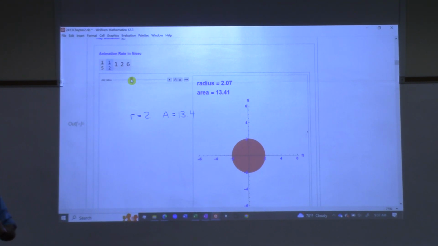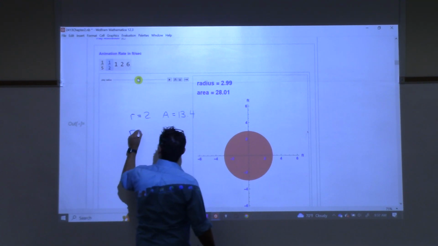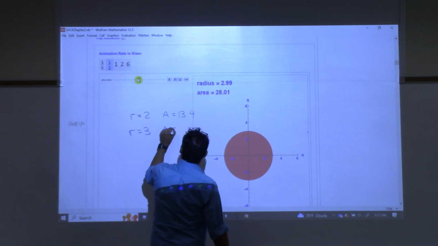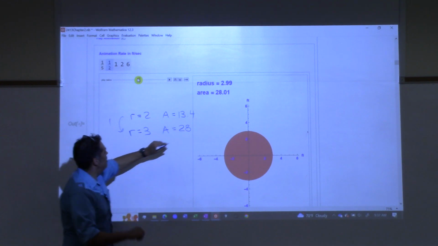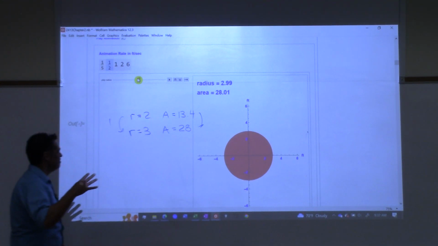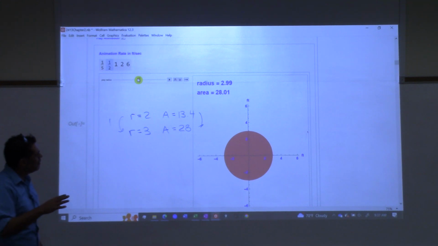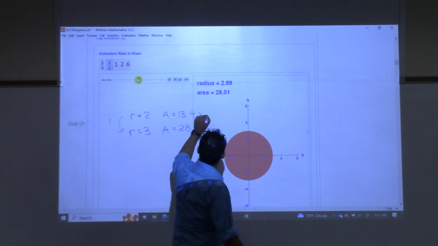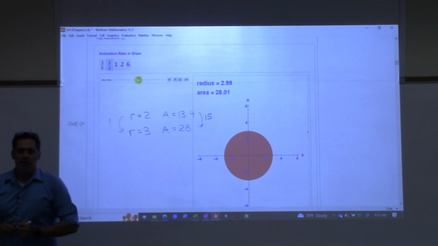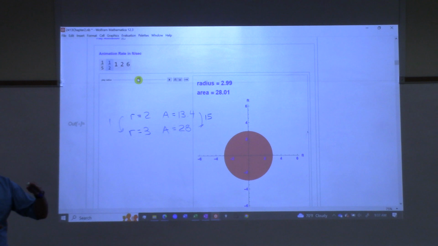Let me grow that radius by 1. So if I move my radius out to 3, pretty close. Okay, so when I let my radius be 3, now the area is 28, let's just say. So the radius grew by 1, and how much did the area grow by, roughly? About 15-ish. If I let the radius grow again by 1, do you think it's going to jump up by 15 again?